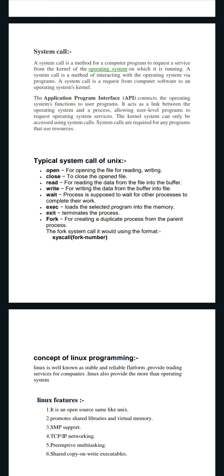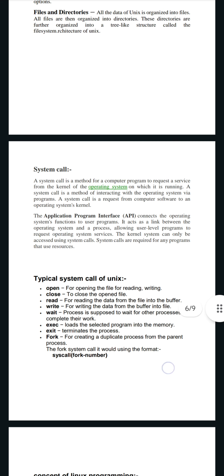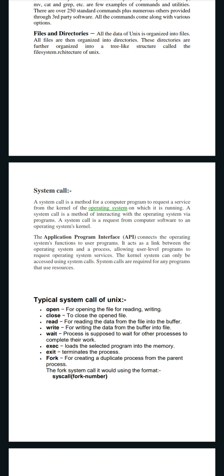There are different kinds of system calls that can be used in the Unix system architecture, such as the open system call, close system call, read system call, write system call, wait system call, exit system call and fork system call. Then we will discuss the open system call. The open system call is used for opening a file, reading a file or writing a file.